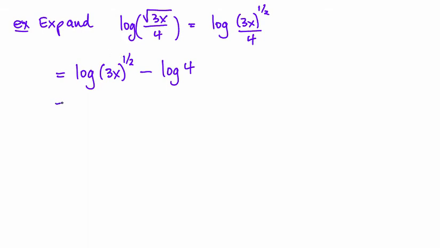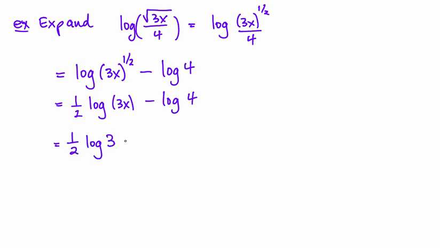Then this 1/2 can come down, so I get 1/2 log of 3x minus log of 4. And this 3x can be broken into two pieces, so 1/2 log of 3, and the 1/2 also will apply to the log of x. So when I split this 3x into two pieces, this 1/2 multiplies both those pieces, and minus log 4. So that's my final answer, as this piece of logarithmic math expanded out into all of its component parts.